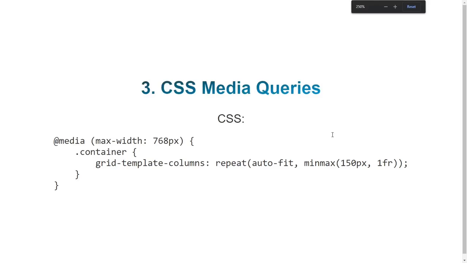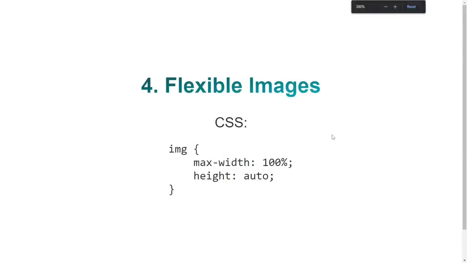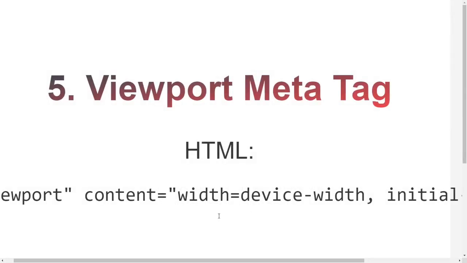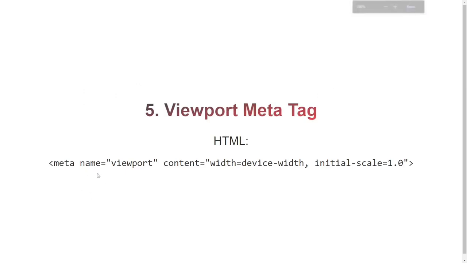CSS media queries are a common technique used by using @media. So inside this, we will set the maximum width. CSS media queries are a very common technique. Number 4. Flexible images. CSS image max width 100%, height auto. So this will make the images flexible. Number 5. Viewport meta tag. In the head section, you just have to put the meta tag with name viewport and set the content to device width and initial scale to 1.0.